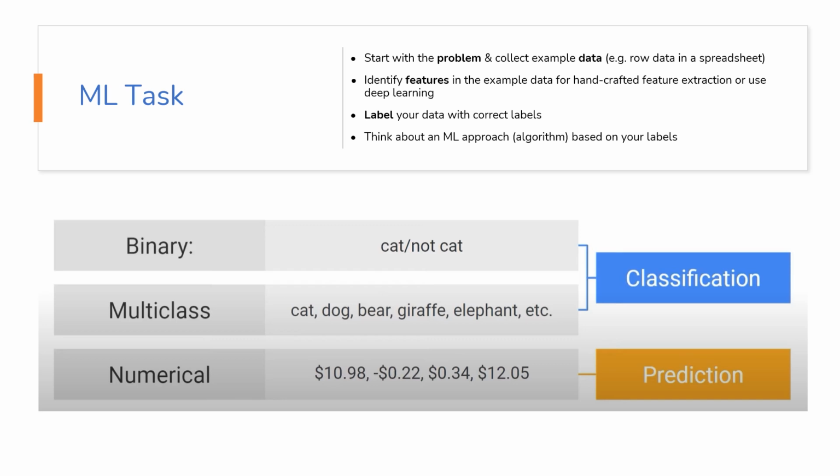We can classify the problems in machine learning into different problems, whether it is a classification problem or a prediction problem. A classification problem can be divided into two parts. The first one is binary, which is two classes or two categories, for example here, cat or not cat, dog or not dog. And then multi-classification, for example, if we have different animals to classify, like cat, dog, bear, giraffe, elephant. Or it could be prediction or regression, which deals with numerical data.